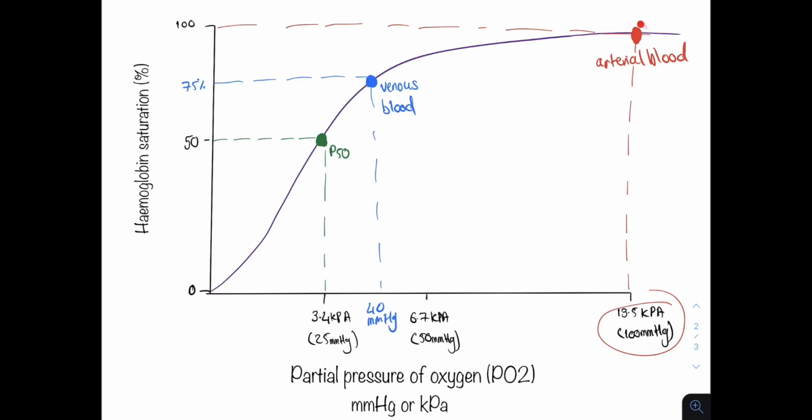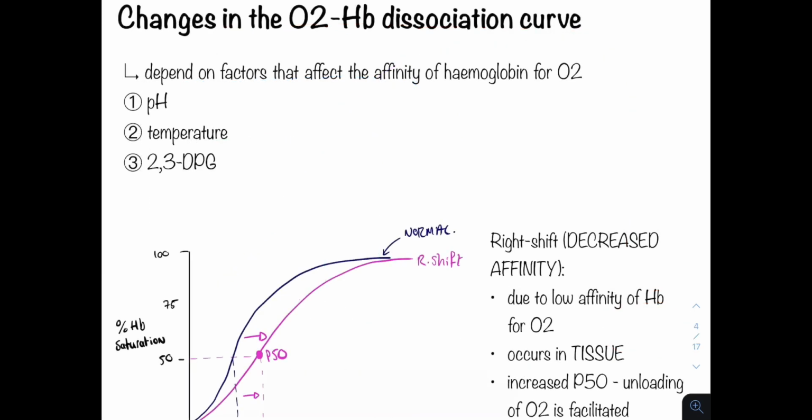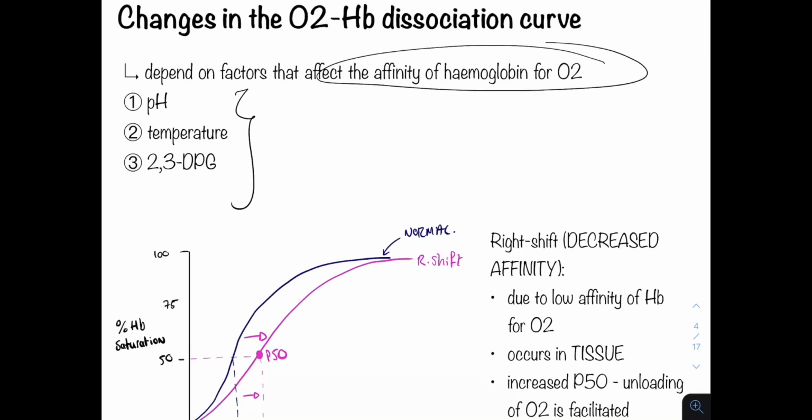The affinity of oxygen is highest in the arterial blood, so this is the lung, and as you pass through circulation, the affinity decreases so that it unloads the oxygen molecules to the tissues. Let us quickly talk about the changes that can occur to the oxygen-hemoglobin dissociation curve. Now, this depends on three factors. These are the three factors, and these three factors can affect the affinity of hemoglobin for oxygen. So these are pH, temperature, and a molecule known as 2,3-DPG, which we shall discuss shortly.